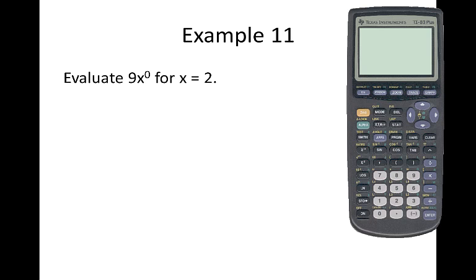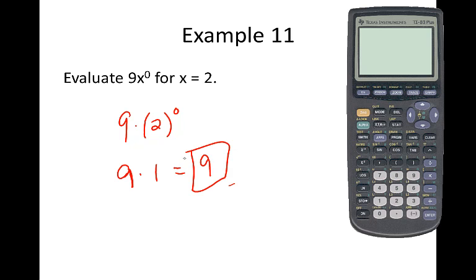Example 11. So evaluate 9x to the 0 for x equals 2. Try this one out. I know you can do it. All right, welcome back. So what'd you get here? This one's missed a lot, and I want to make sure you don't miss it. So 9 times x, which we know is now 2, so I'm going to put a 2 in there, to the 0. Just remember your order of operations. What's 2 to the 0? Careful, 2 to the 0 is 1. So this is just 9 times 1, which is 9.